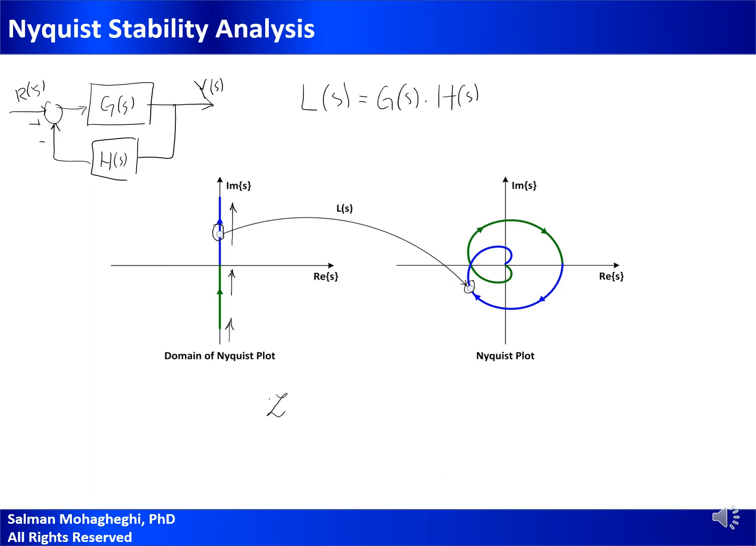We use this plot to assess the stability of the system, and if you remember, the equation that we use is Z = N + P. P is the number of unstable poles in the loop gain L(s), N is the number of times that the Nyquist plot will encircle -1 in the clockwise direction, and when I add N and P together, Z will be the number of unstable poles in the closed loop system, which is what I'm interested in.